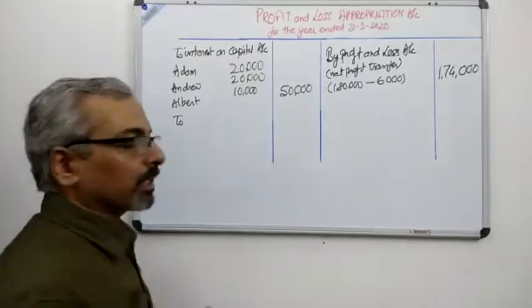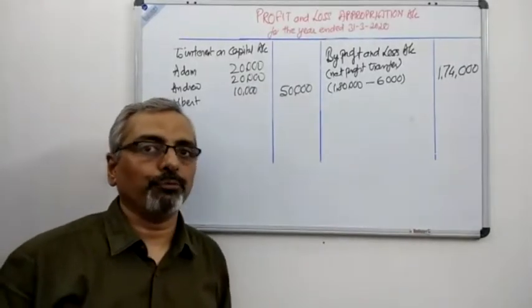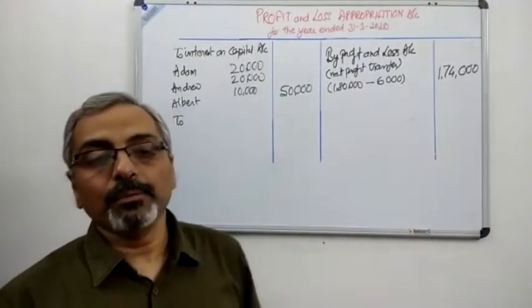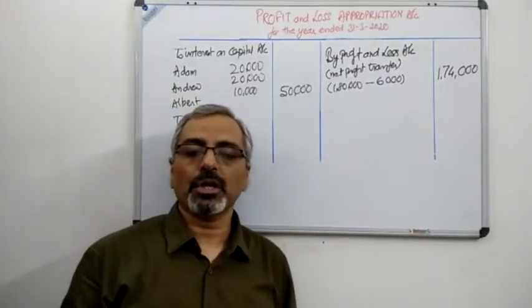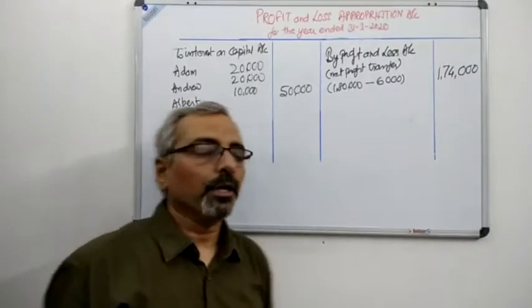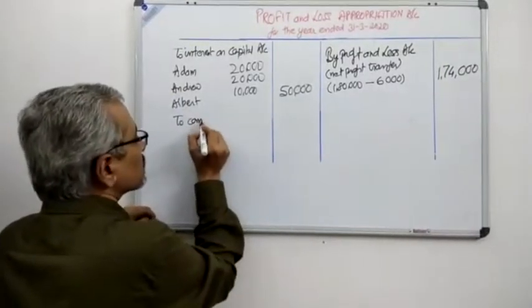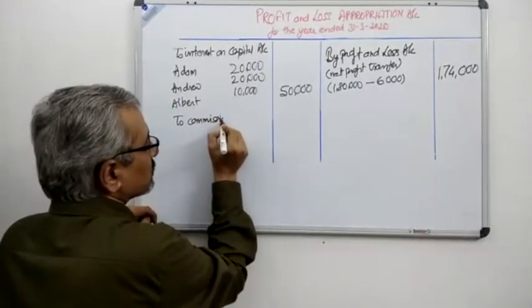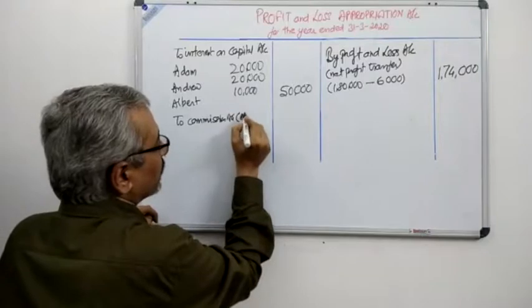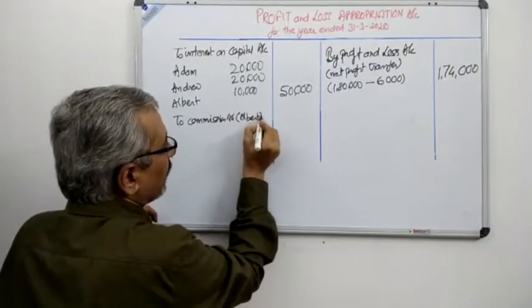Apart from that, if you have read the question carefully, one of the partners, Albert, has been given a commission of 12,500. So to commission Albert, and how much?